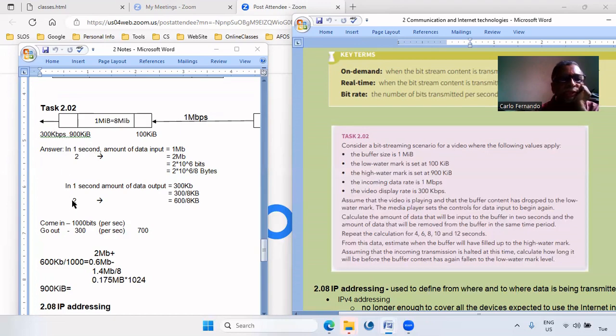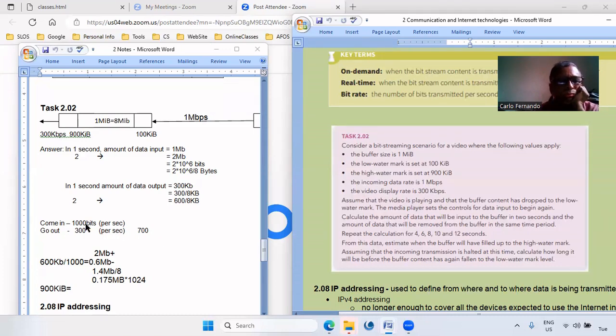And the other side, this is the amount of bytes that will be sent in 1 second coming inside. Then going out, the amount of data output in 1 second is 300 kbps, kilobits. To convert it into bytes, divide by 8. So 300 KB. Then for 2 seconds, our requirement, the question says for 2 seconds, so 600, that is multiplied by 2, it will become 600 divided by 8.